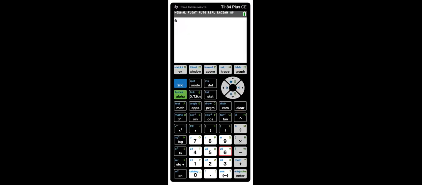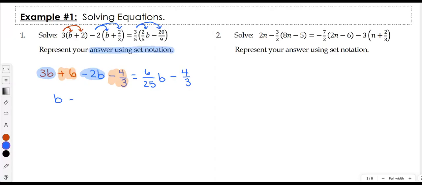We got 6 minus, not negative anymore, 6 minus alpha y equals 4/3. Enter. 14/3. And it is a positive, right? So plus 14/3 equals. Let's drop this piece down.